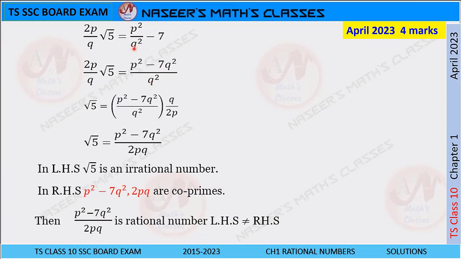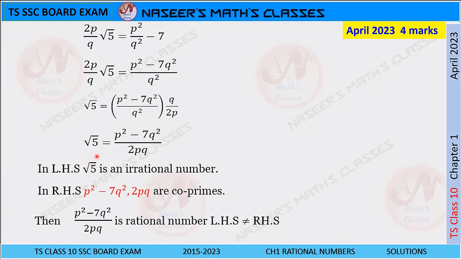Here the denominator has q square, then we take LCM q square. Then the numerator becomes p square minus 7q square. Next we transpose 2p by q from LHS to RHS. It will become q by 2p. Then we can write root 5 is equal to p square minus 7q square by q square times q by 2p. Here 1 q in numerator and 1 q in denominator cancel. Then we get p square minus 7q square in numerator and in denominator we get 2pq.